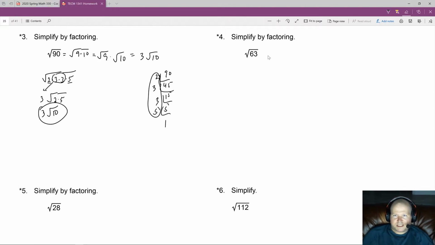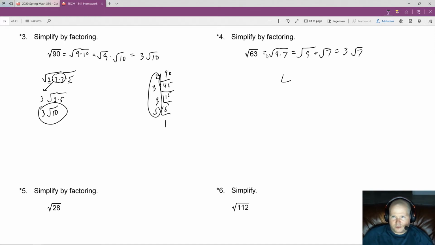So we have the square root of 63. Two ways of doing this. First, we could factor a 9 out of 63. So we could say 9. 63 divided by 9 is 7. So 9 times 7. Square root of 9 times square root of 7. Square root of 9 is 3. So you end up with 3 square roots of 7.